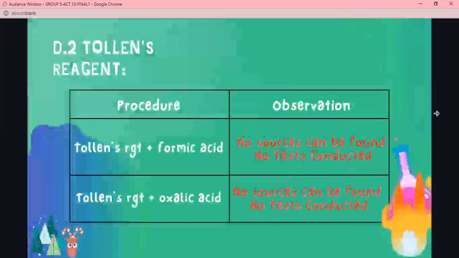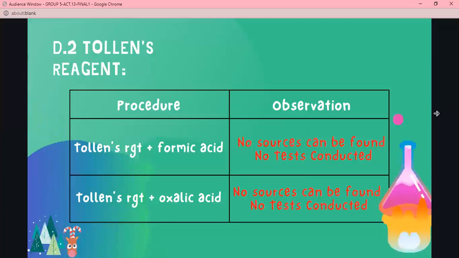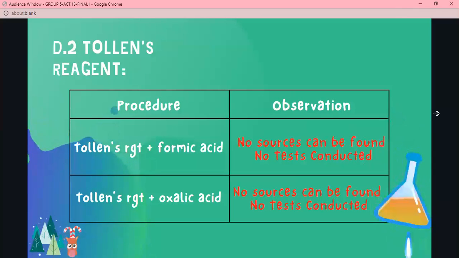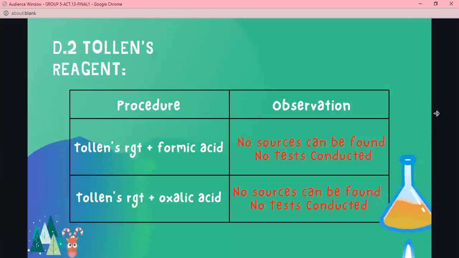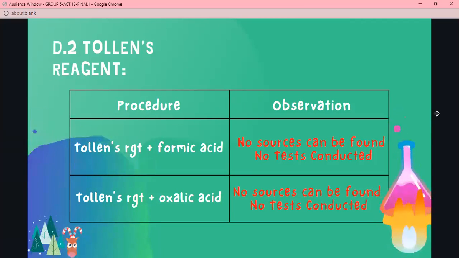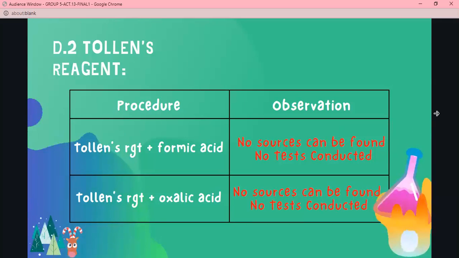Next. So for the Tollens reagent, the two procedures were also not conducted in the laboratory. The two procedures, which are Tollens reagent plus formic acid and Tollens reagent plus oxalic acid, have an observation of no tests conducted, and we also cannot find a source for the observation of these procedures.